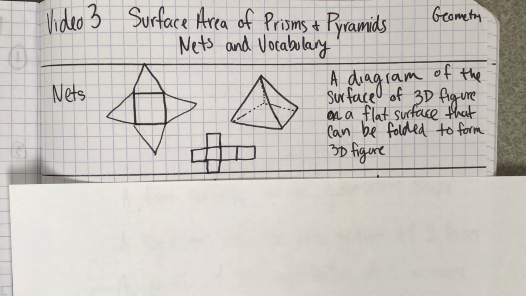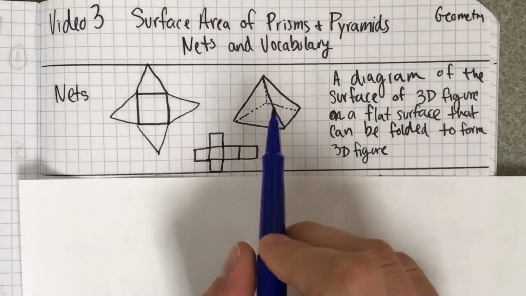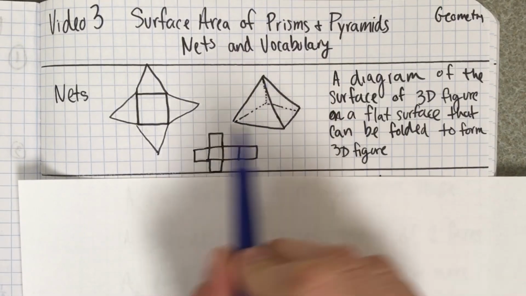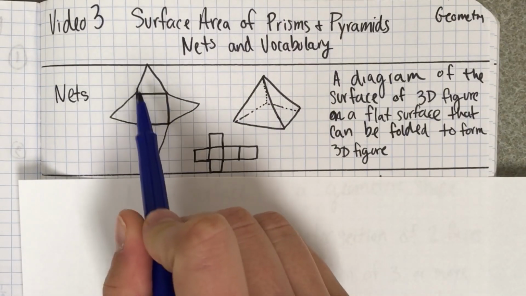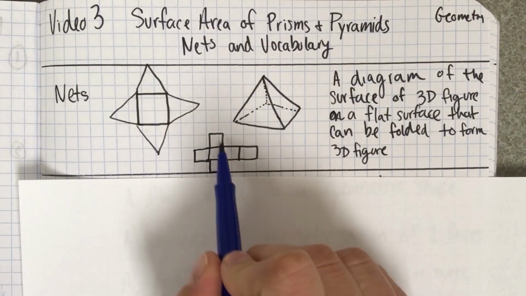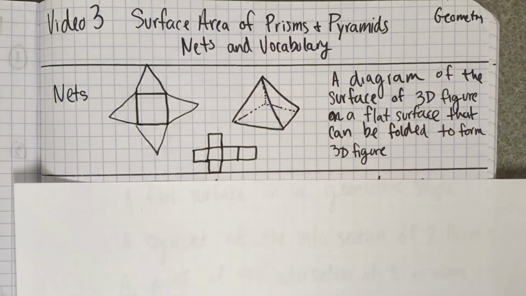So I like to think of a net as when you get a package in the mail and then you open up the package completely, that's a net of the box. So when you fold it back up, you get that three-dimensional box. So here we have a pyramid with a square base. If I was to unfold that, I'd get the square base and then your 4 triangle sides. Okay, this right here will fold up to a cube.